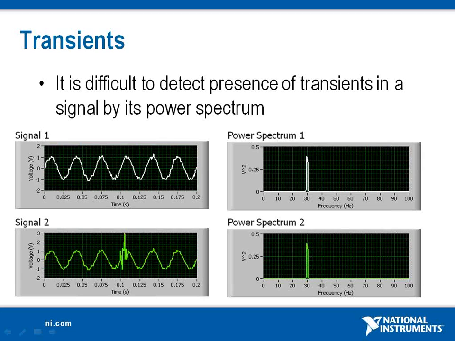Transients are sudden events that last for a short time. They usually have low energy and a wide frequency band. When they are transformed into the frequency domain, their energy will spread over a wide range in the frequency domain. Since they have low energy, you might not be able to recognize their existence in the frequency domain.